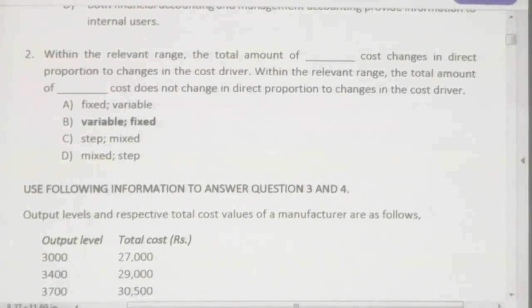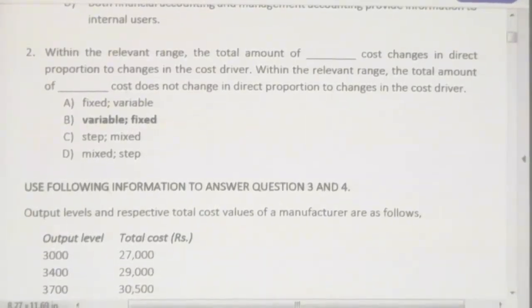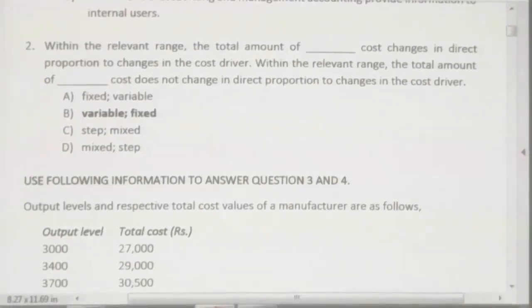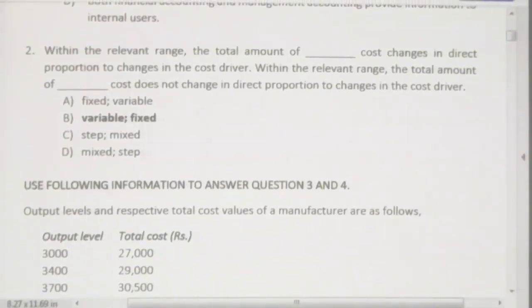Let's take a simple example. A bakery producing breads. Assume that a bakery is running in a rented building, and they have to pay 10,000 rupees rental per month, whether they produce bread or not. Whether 0 breads, 100 breads or 1000 breads, they have to pay their rental of 10,000. That means that 10,000 will not change according to the quantity. That type of cost we call fixed cost.